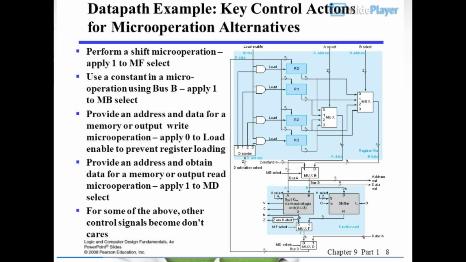Datapath Example, Key Control Actions for Microoperation Alternatives. Perform a shift microoperation: apply 1 to MF select. Use a constant in a microoperation using bus B: apply 1 to MB select. Provide an address and data for a memory or output write microoperation: apply 0 to load enable to prevent register loading. Provide an address and obtain data for a memory or output read microoperation: apply 1 to MD select. For some of the above, other control signals become don't cares.